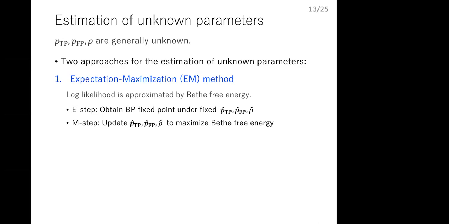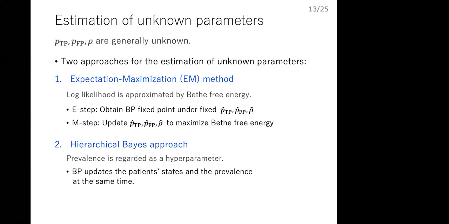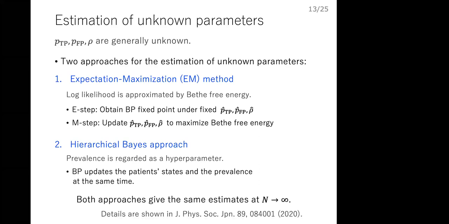The procedure consists of an E step and M step. In the E step, the BP fixed point at a certain value of the estimate is obtained. In the M step, the estimates are updated according to the recursive relationship derived by the Bethe free energy. Another approach is the hierarchical Bayes approach, where the prevalence is regarded as a hyperparameter and updated in the BP algorithm at the same time as the patient's infection probability. These two approaches give the same value of prevalence in a sufficiently large population. And TP and FP for unknown parameters are the same as those for known parameters when the recursive relationship has some fixed point. The details are shown in our paper.